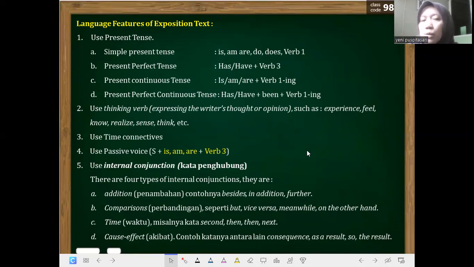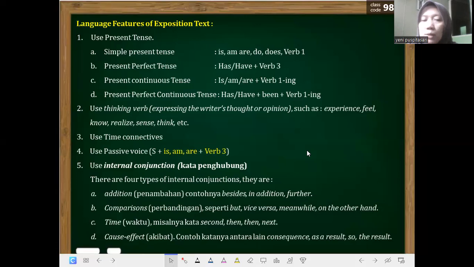And then we can also use thinking verb, expressing the writer's thought or opinion, such as experience, feel, know, realize, sense, think, believe, etc. And we can use also time connectives. First, second, next, after that. Next, we can use passive voice. And the formula of passive voice is subject and then to be, and the last one is verb 3. This is passive voice of simple present tense.